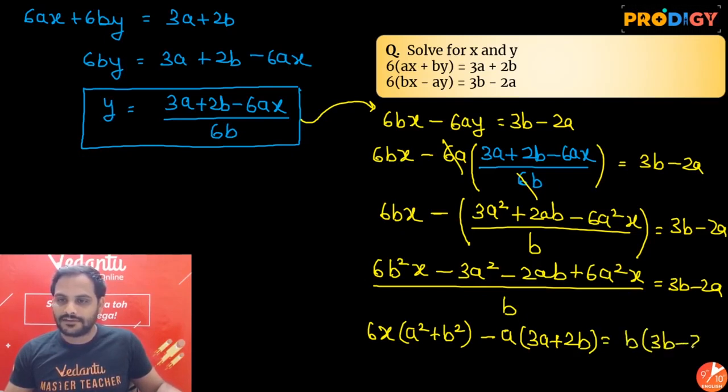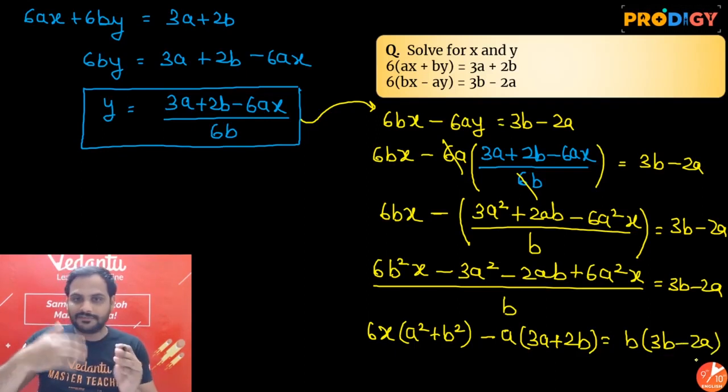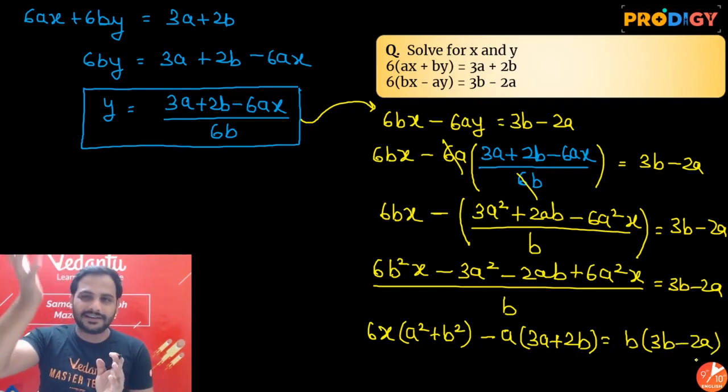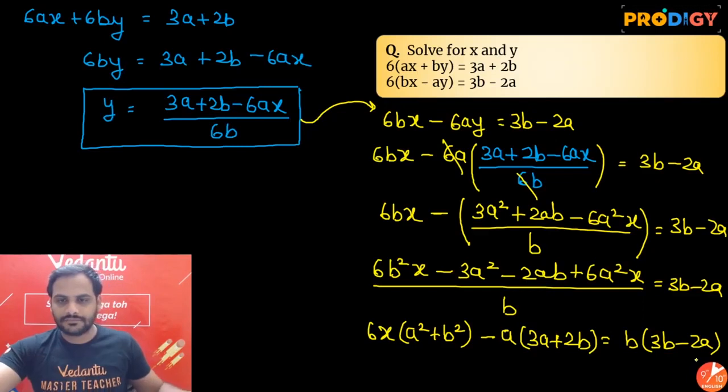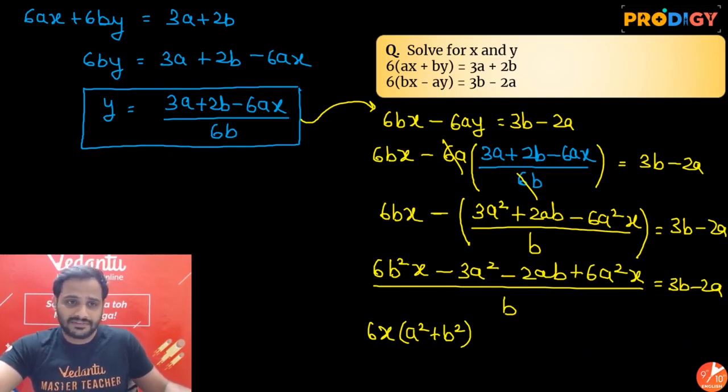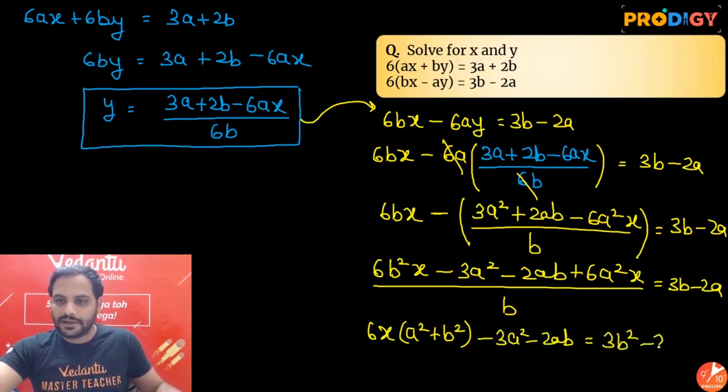Although you might think it is becoming a bit complicated, at the end it will all be worth it. Let us try to separate everything. I don't think we need to take anything common, let's keep it like that and see at the end if there is some cancellation. We have minus 3a square minus 2ab, and here I get 3b square and minus 2ab. So you can see minus 2ab got cancelled.